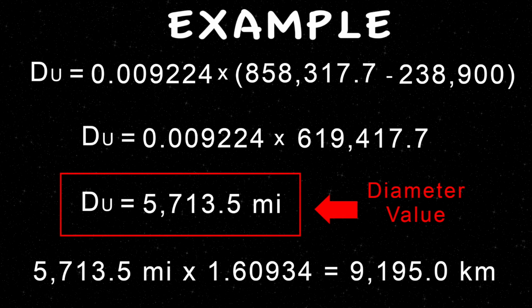Here we have the values inserted in the top equation, and once we do the subtraction, we are left with 619,417.7. We now multiply that by 0.009224, and it gives us the value of the width of the umbra at this point, 5,713.5 miles. Our estimate of 6,200 miles is within 10% of the real value, which isn't bad for a ballpark estimate. When we convert our value for d sub u to kilometers, we end up with 9,195 kilometers.